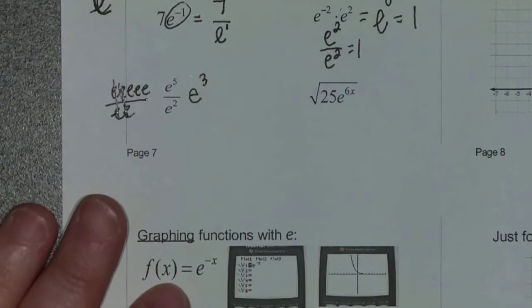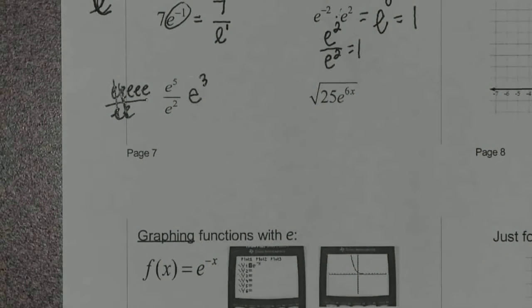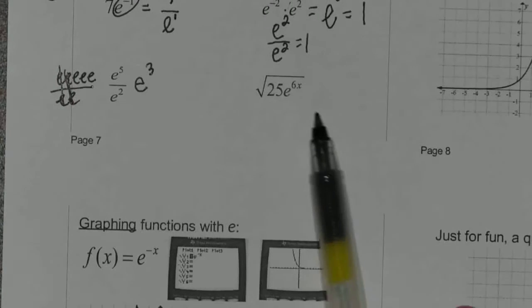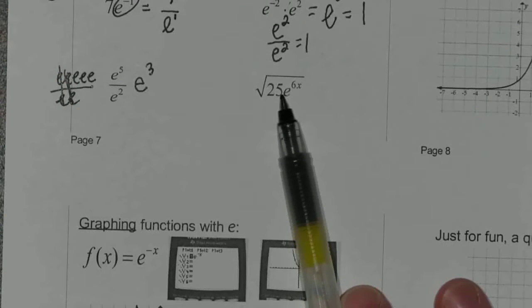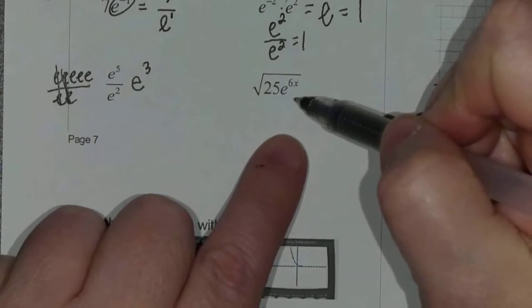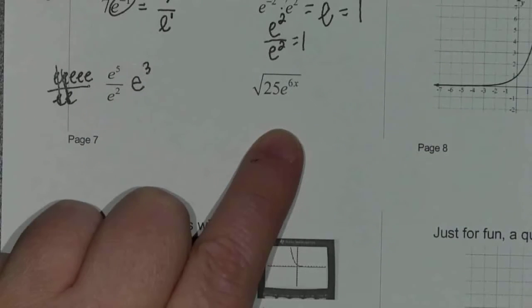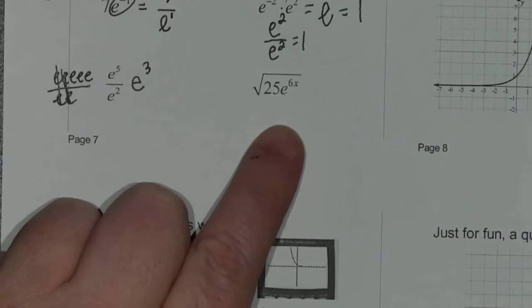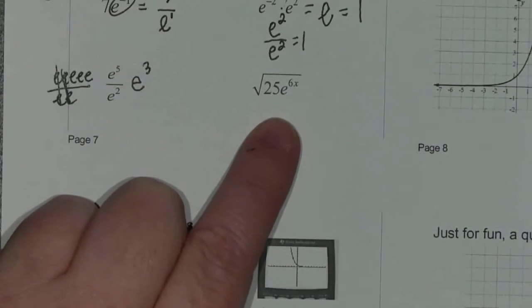Cancel the ones that can cancel, and you're left with e3 on the top. Okay, who remembers how to do a square root? Well, that'd be 5e to the 3rd x. Something like that. That was really confident. 5e to the 3x or something like that. What do you guys think?